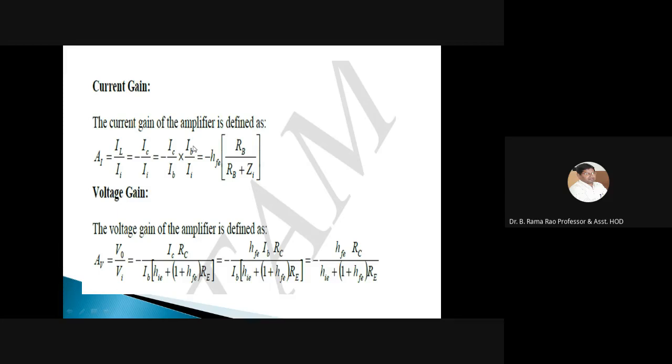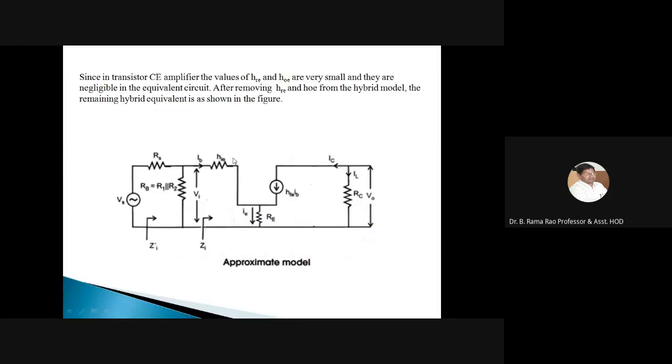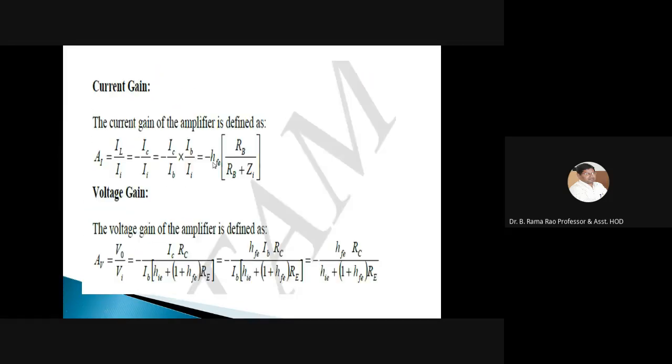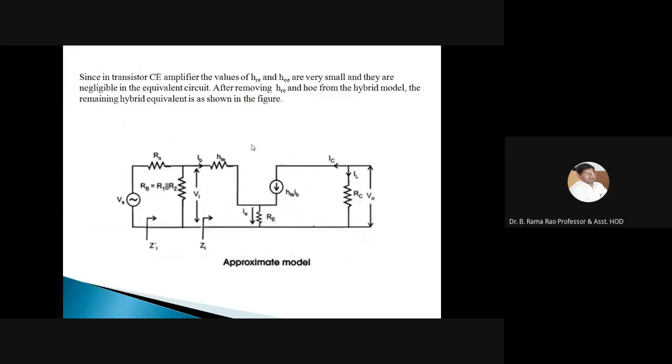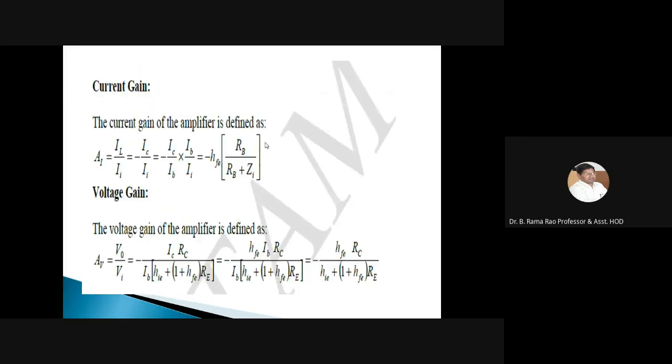Again, you can get the value as IC by IB into IB by II. So we have multiplied and divided by this IB. Then IC by IB is nothing but HFE, and IB by II is nothing but RB by RB plus HI, using the voltage division rule, that is, HI parallel with RB, or simply RB by RB plus HI, or ZI. Okay, this is the current gain.